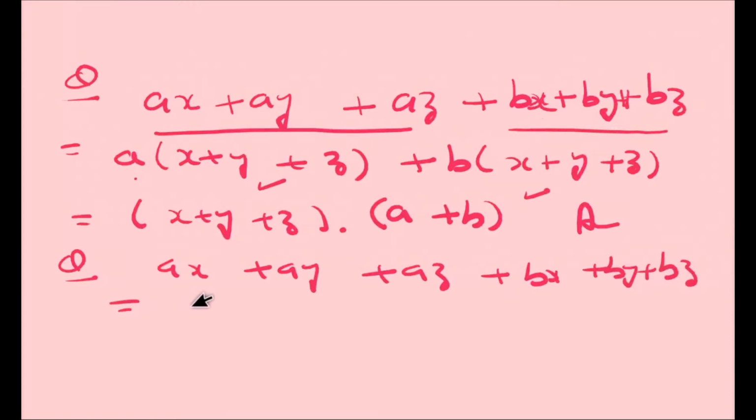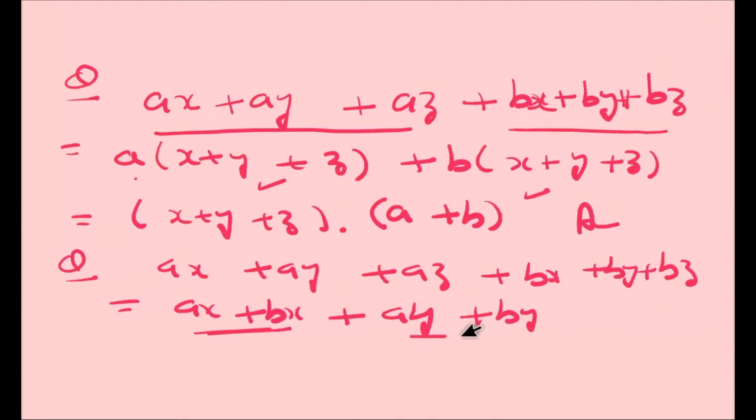Okay, let's pair ax with bx, so that we can take x common. Now ay with by, so we can get y common. Now az plus bz. This answer will be the same if we change the pair.